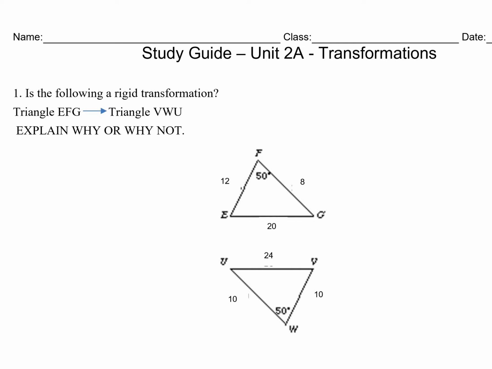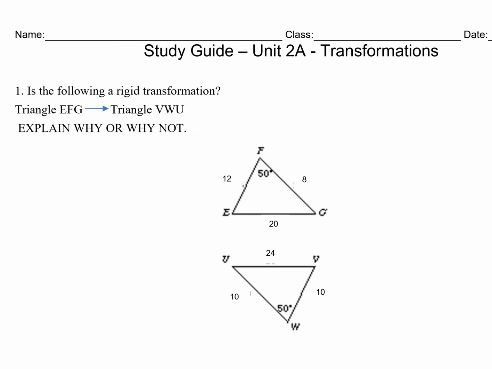Okay? So in the first one, we're asking, is this a rigid transformation? So the triangle EFG maps to the triangle VWU. So that's what's important here, to notice how these two triangles match up. And so we have EF and VW should be the same length. We notice that EF is 12 and VW is 10, and that is not the same, so therefore this must have changed in some way.